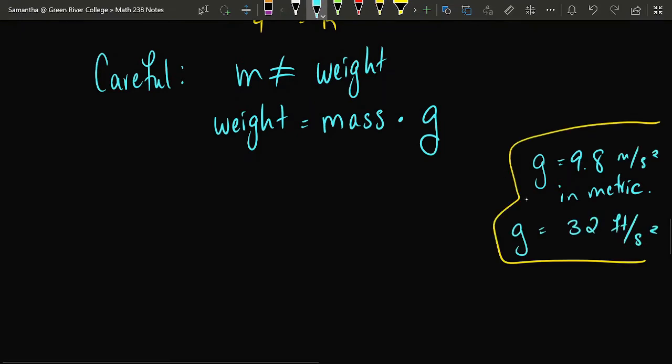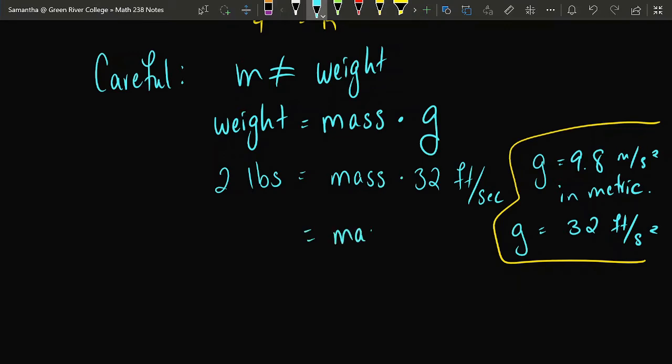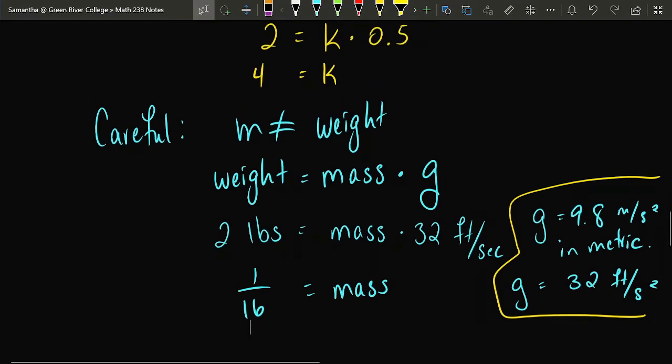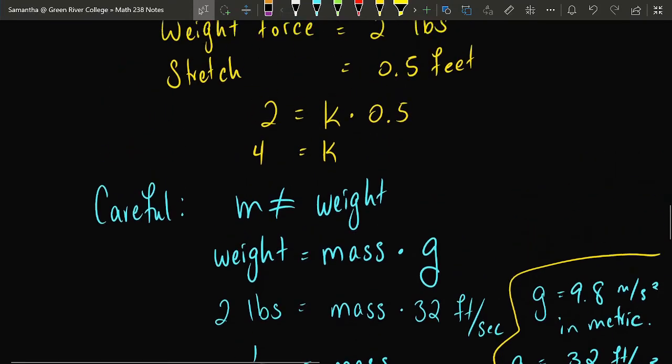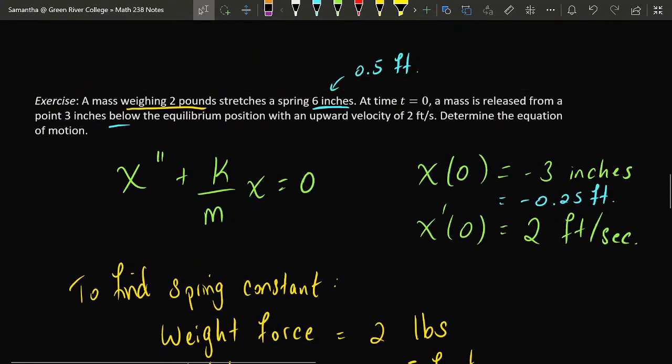So plugging in the weight of 2 pounds and the acceleration of gravity in imperial units, then we can get the mass of the object in the corresponding units. The mass is equal to 1/16. So now that I've got the value of k from Hooke's law, and I got the mass by dividing the weight by the acceleration of gravity, I can finish filling in all the blanks of this initial value problem, and I can solve for x.